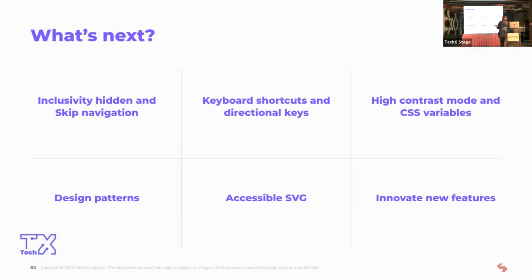You can learn about inclusively hidden content. You can learn how to use skip navigation, how we can further use keyboard shortcuts for keyboard navigation, and also use directional keys. Learn about contrast mode, high contrast mode, CSS values, etc. Learn about design patterns on how these things are made to be more accessible. Finally, we can learn how to make SVGs accessible. And when we are completed with all of those things, there's one thing left to do: innovate. Build your next feature like closed captions and give it to the world, and it will be a better place.